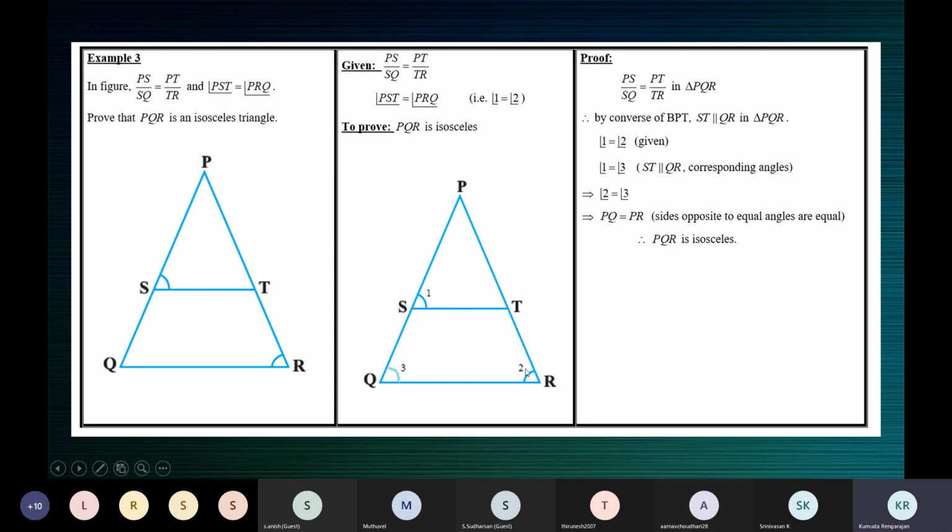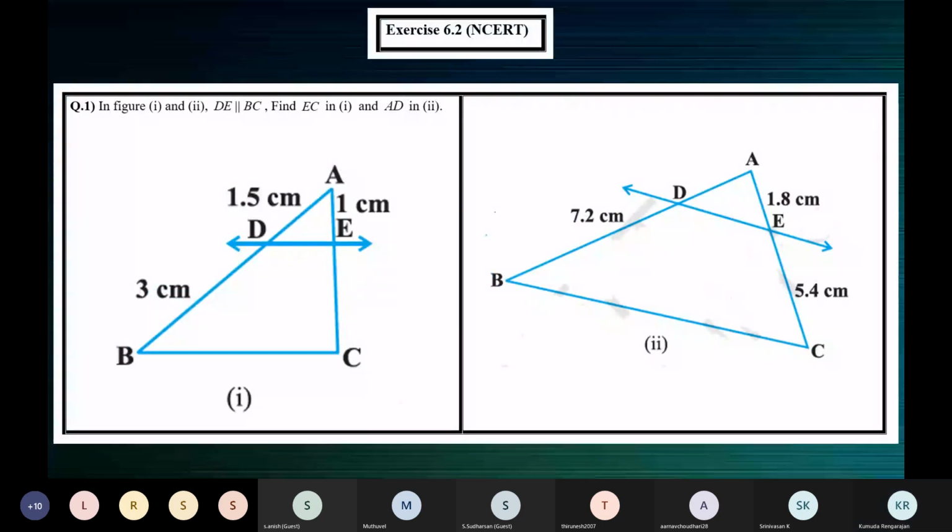But 1 is equal to 2, given. So comparing these two, we have angle 2 is equal to angle 3. So that means the sides opposite them will also be equal, which means the triangle is an isosceles triangle. Right. So these are some numerical applications of BPT.